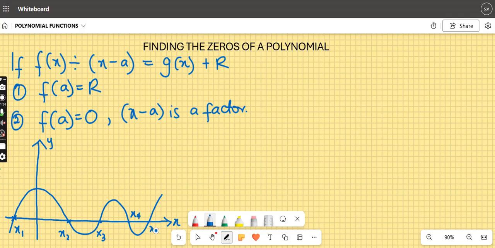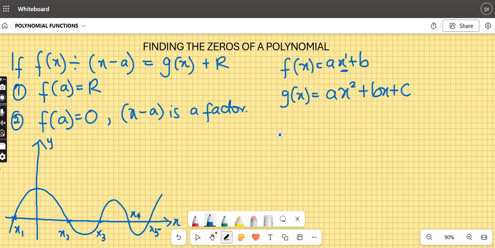Now, the number of zeros of every polynomial is equal to the order or the degree of the polynomial, so that for a linear function ax plus b, we have only 1 zero, because the degree is 1. For a quadratic, we are going to get 2 zeros. For a cubic function, we are going to get 3 zeros.